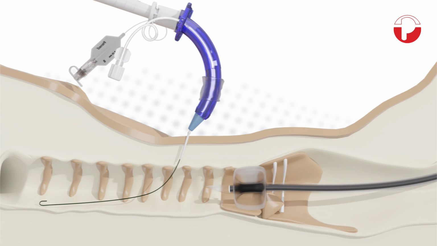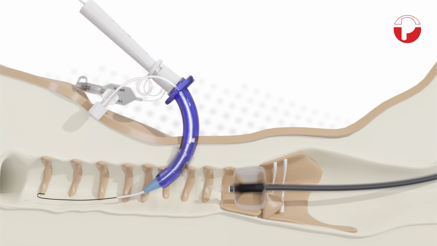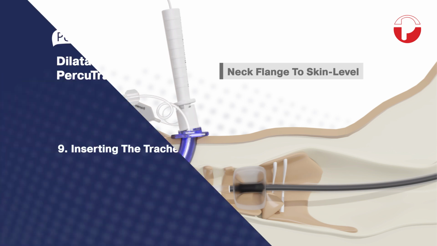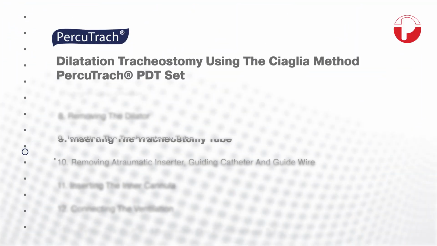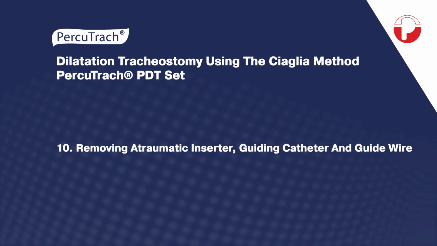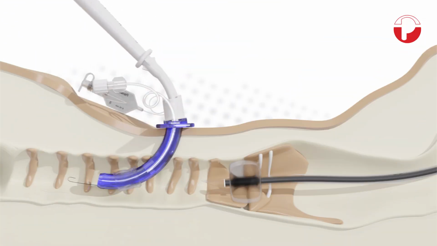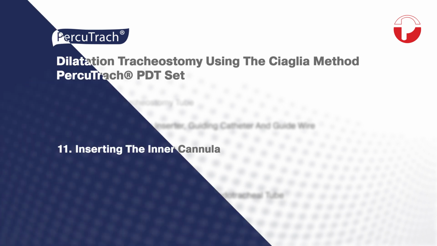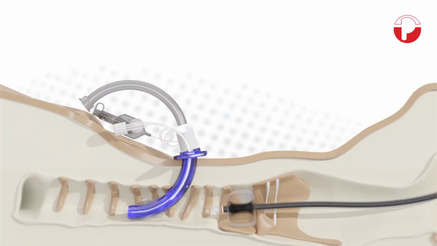First, up to the guiding catheter safety lock, then together with the guiding catheter and guide wire until the tracheostomy tube flange has reached skin level. Next, the atraumatic inserter, guiding catheter and guide wire are withdrawn together in an arc movement. The included inner cannula can now be inserted. To ensure a free airway, the trachea and tracheostomy tube should be suctioned.